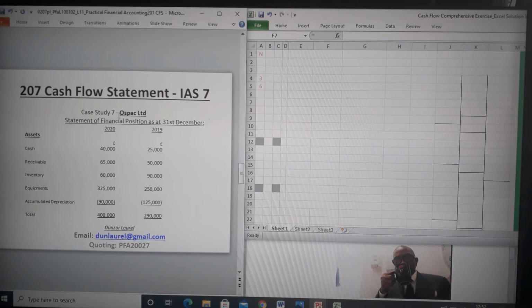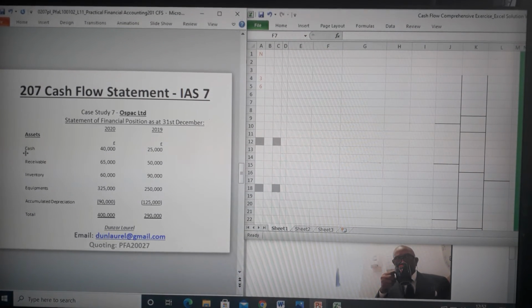Right, case study 7, OSPAC Limited. This is the case study we're using to explain the cash flow statement. On the screen here is the statement of financial position, the balance sheet as at 31st December 2020 and 2019. This is the asset side.